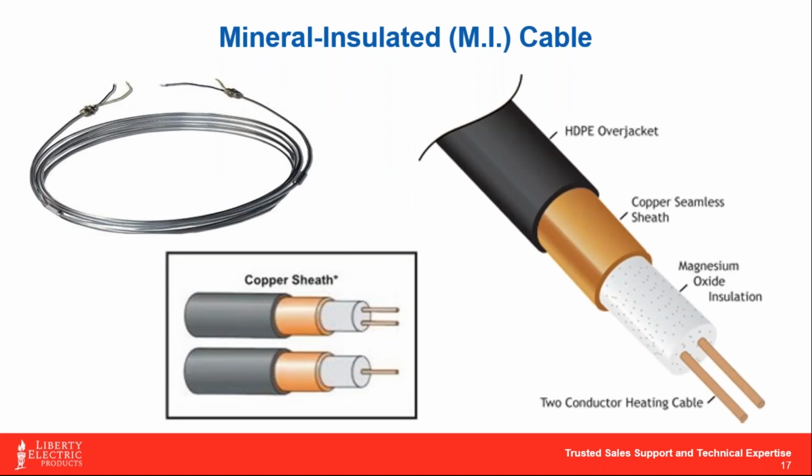So there's a couple different kinds. We use single conductor and two conductor. And for this conversation, we're really just going to talk about two conductor because for an industrial application, it's really the only way to go. By two conductor, you can see this graphic here and how these are constructed. You've got two cores in there wrapped with magnesium oxide powder, and then either a copper or a stainless jacketing, and then an HDPE over jacket.